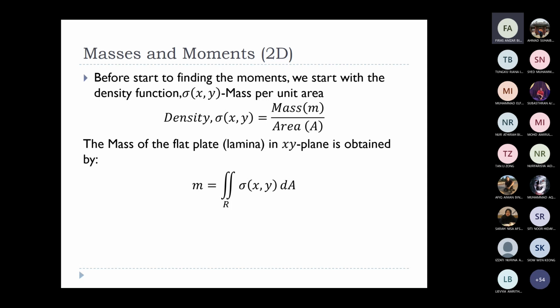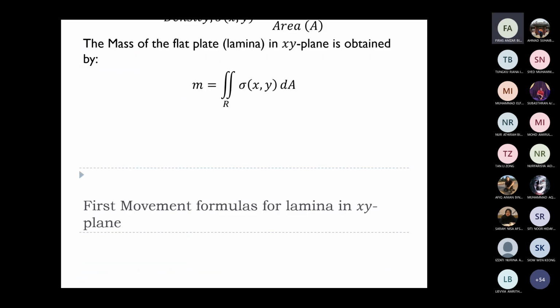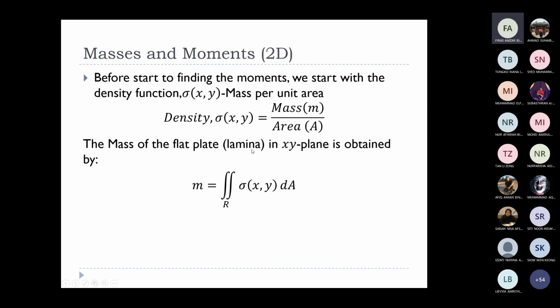Okay, mass m equal to taking the double integral over the region R, where the integration will be over the density of the plate. So this is the mass of the flat plate, the lamina in the xy plane. We are going to make use of this formula, meaning that we are going to find the double integral of the density in order to obtain the mass of the flat plate. Okay, so this is one of the applications of masses and moments in 2-dimensional space.